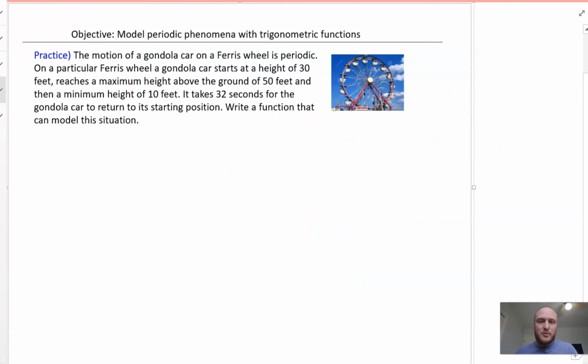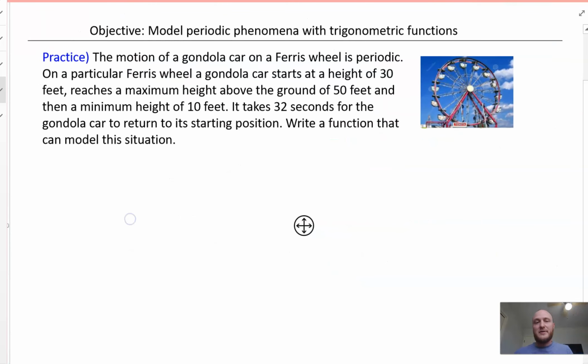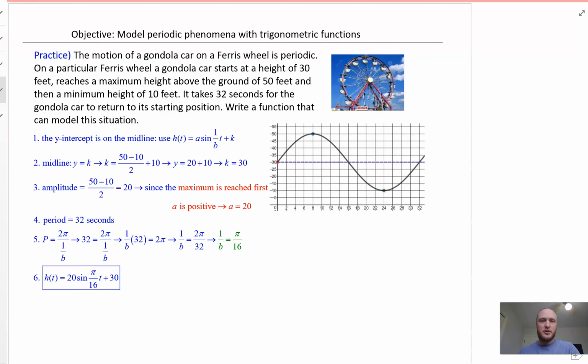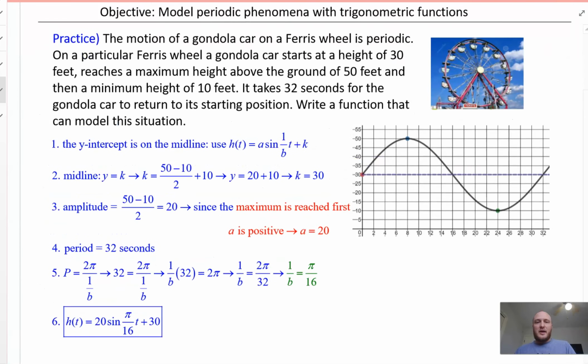I do have one more practice problem. Here you go. You can pause the video and try this one. All right, hopefully you paused it. Here is the solution. This is a sine function because we're starting out at the midline. Our midline is halfway between the min and the max, so that puts us at 30. The amplitude is 20. Our period is going to be 32 seconds with a 1 over b value of pi over 16. So we get h of t down here.